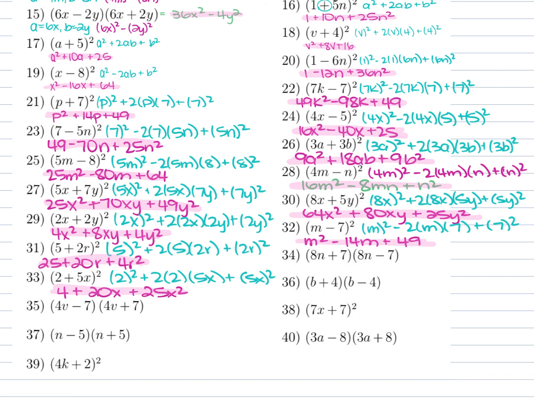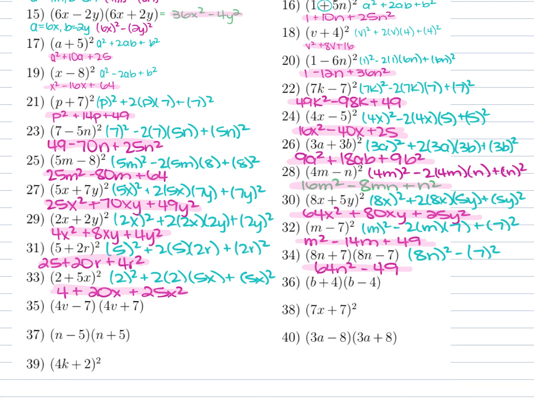For 34, we go right back into our binomials, or your a squared minus b squared, so difference of squares. Your a for 34 is 8n, your b is 7. So you're going to do the 8n to the second power minus the 7 to the second power. So 8n squared is 64n squared minus 7 squared is 49.